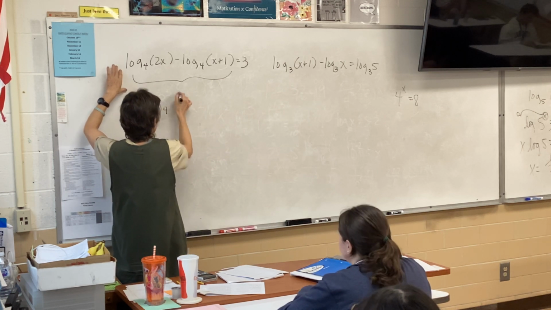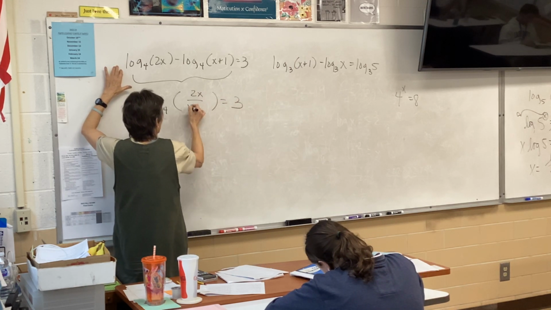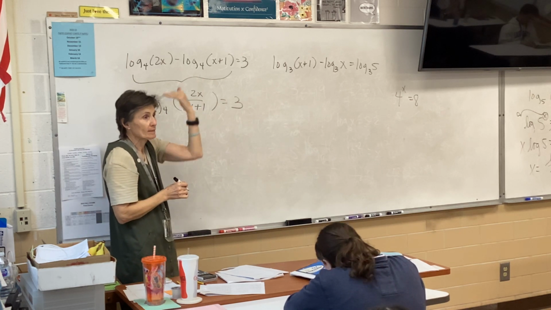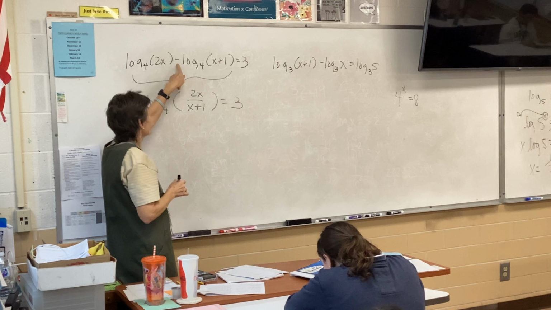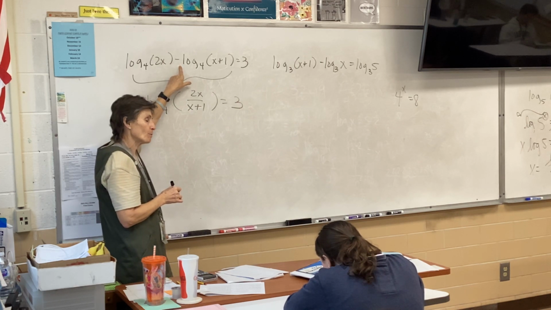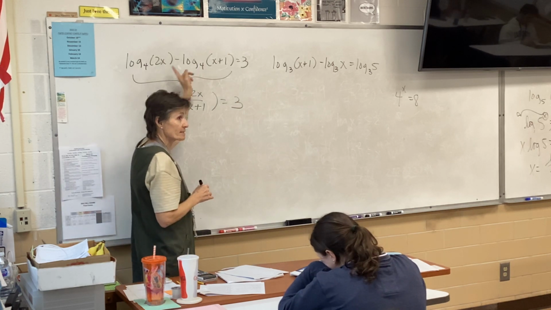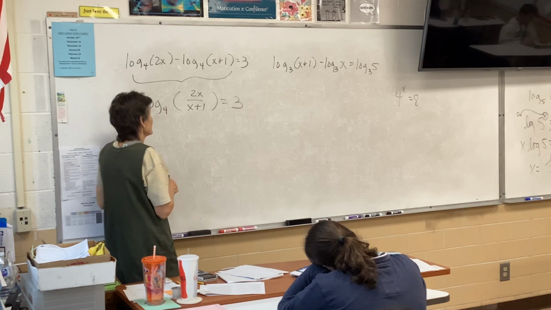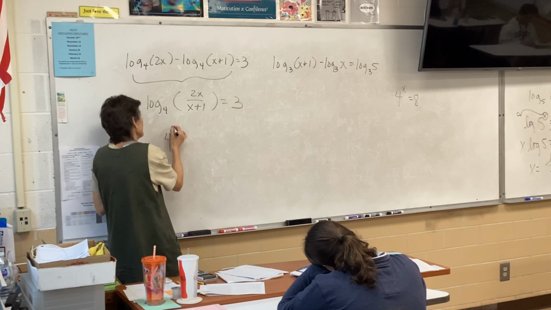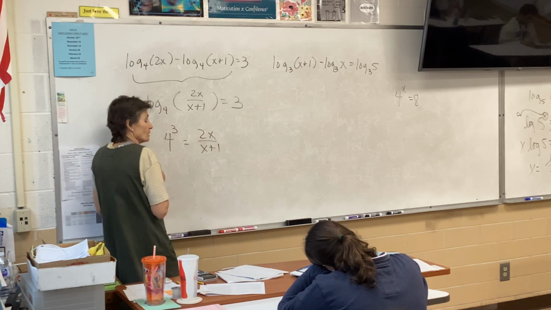Log base 4 of what? 2x over x plus 1? Why is it a division there, 2x over x plus 1? Log minus log, because that is a subtraction. I don't know if you remember or not, but yesterday they were an addition, so we multiplied these together. Now we're dividing. What do I do once I get it all put together? Loop-de-loo, so 4 to the 3rd equals 2x over x plus 1.